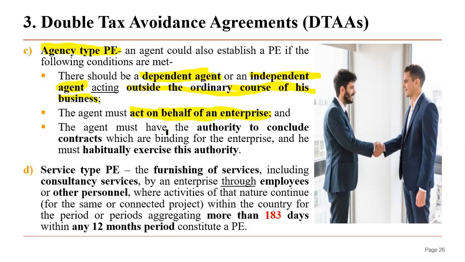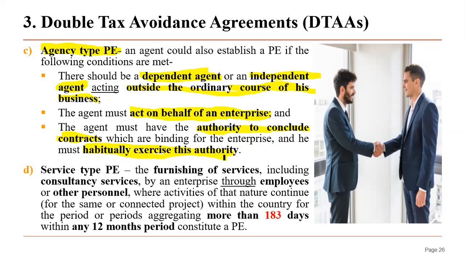And here I will read this one as well. The agent must have the authority to conclude contracts, because this is also supportive in the second one, which is binding for the enterprise, and he must habitually exercise this authority. The principal authority, I will explain now.